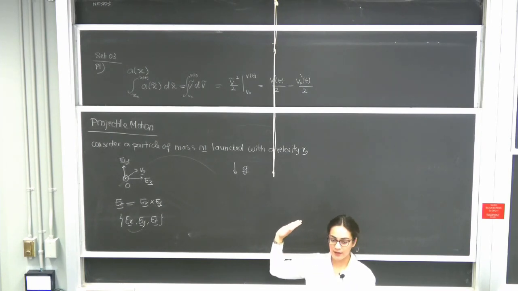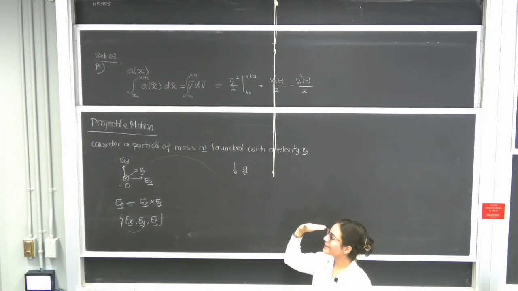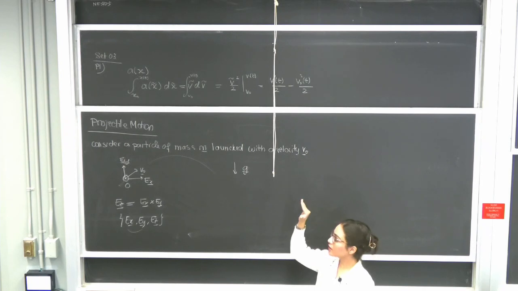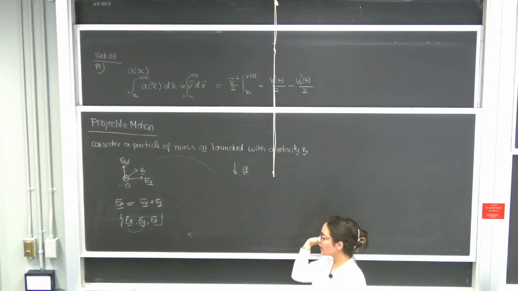So I can take my right hand. Usually it's the hand to write with, but I'm left-handed, which is the one lucky instance for being left-handed. Okay, Ex cross Ey. You curl your fingers from Ex to Ey, and your thumb points along Ez. Okay, Ex cross Ey is Ez. So Ez is outside the page.